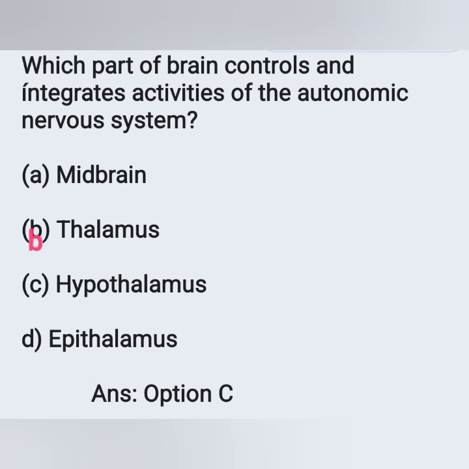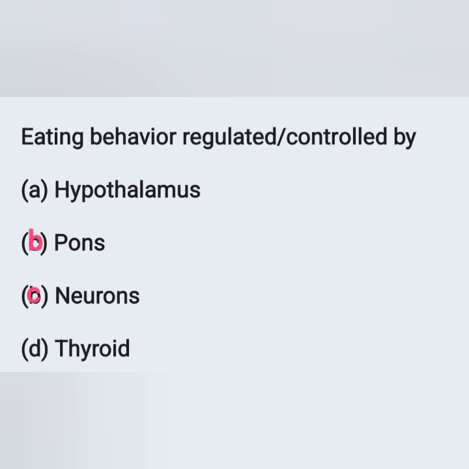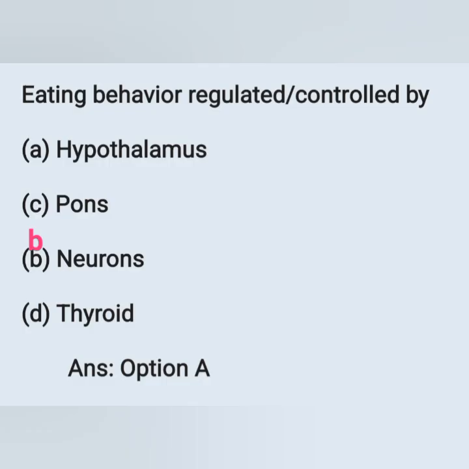And the next question is, eating behavior is regulated or controlled by. Options: option A hypothalamus, option B pons, option C neurons, option D thyroid. So eating behavior is controlled by the hypothalamus. Option A is the correct answer as we discussed previously.